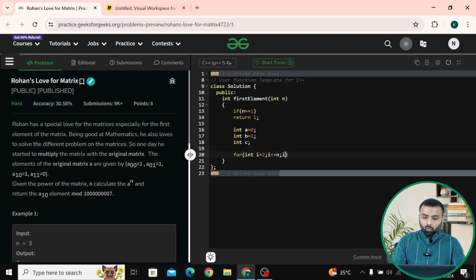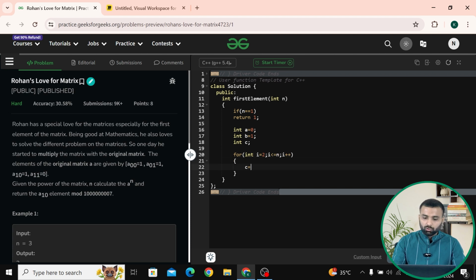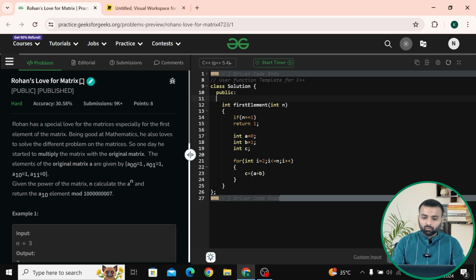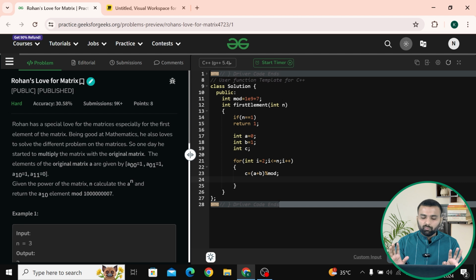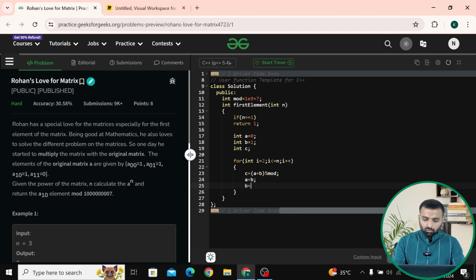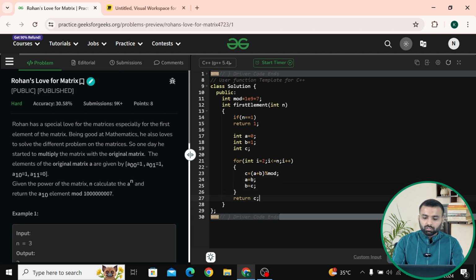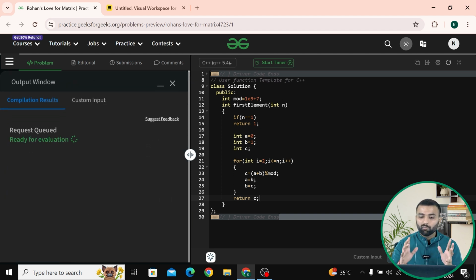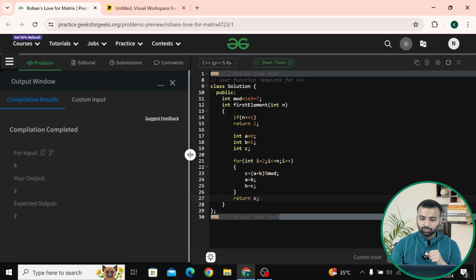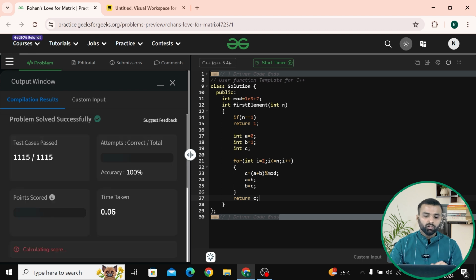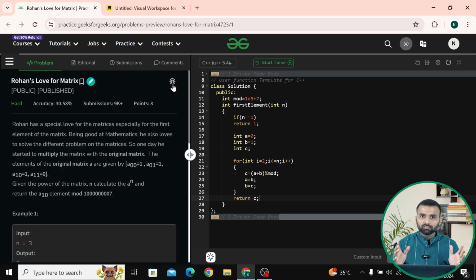So the simple code of Fibonacci here, c equal to a plus b, and as the question said, we have to take the modulo. So first let's write the modulo here. Okay, so we have to take the modulo here, and we have to update my a and b. A equal to b and b equal to c. At the end of it, we just return my c. Okay, so let's compile and check. Yeah, the compilation is good. Let's submit. Yeah, as you see, all the test cases are passed, right?